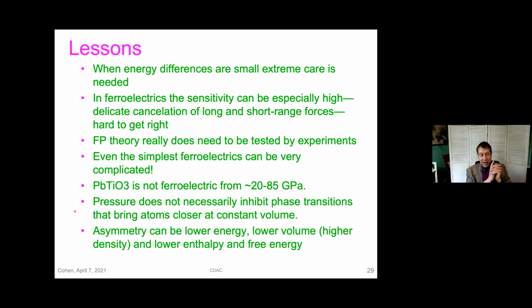And then the last thing, which is really a corollary of that, is that asymmetry can lower the energy and lower the volume, or give higher density, and lower the enthalpy in the free energy. So we shouldn't expect that ultra high pressure phases are all, you know, high symmetry, close packed structures. So, and at that, I'll open for discussion and questions.